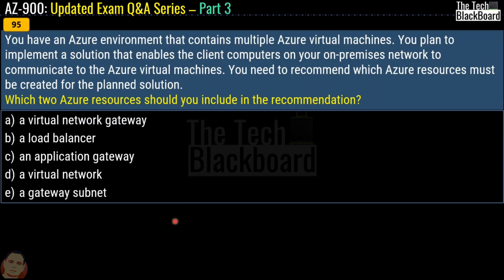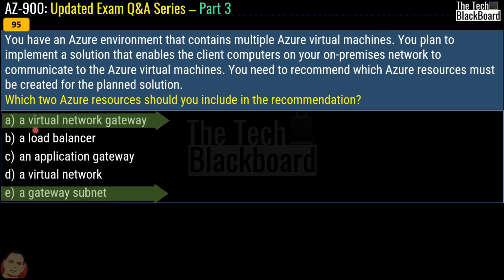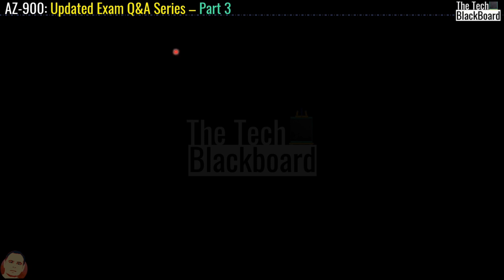Now let's jump to question number 95. This one says that you have an Azure environment that contains multiple Azure virtual machines. You plan to implement a solution that enables the client computers on your on-premises network to communicate to the Azure virtual machine. You need to recommend which Azure resources must be created for the planned solution. So basically you have to choose two Azure resources for your recommendation. Your options are a virtual network gateway, a load balancer, an application gateway, a virtual network, and the last one is a gateway subnet. The correct answer for this question is option A, a virtual network gateway, and option E, a gateway subnet.